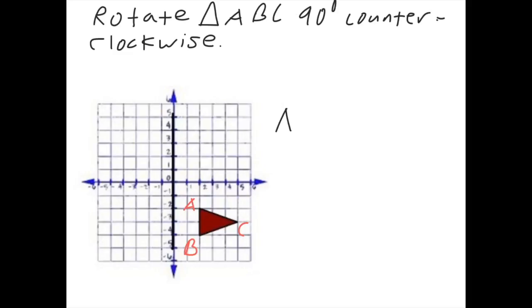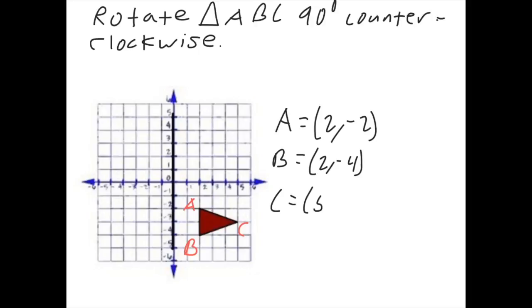Point A is the point (2, negative 2). B is the point (2, negative 4). And C is the point (5, negative 3). Now remember that the rule for 90 degrees counterclockwise is (x, y) becomes (negative y, x).